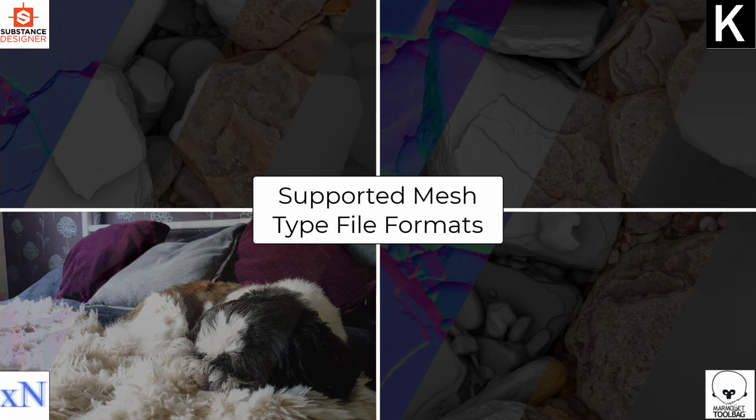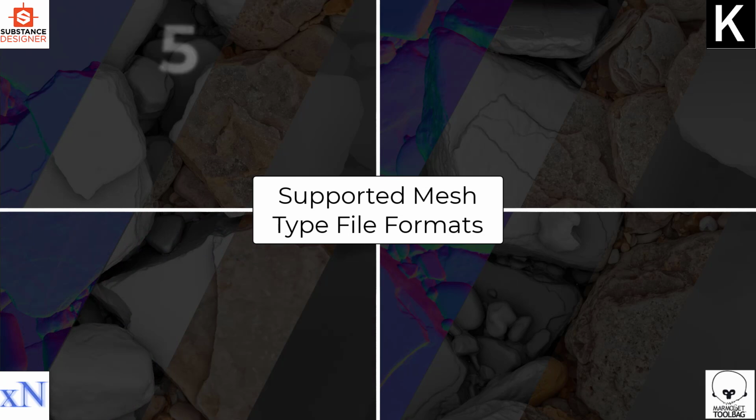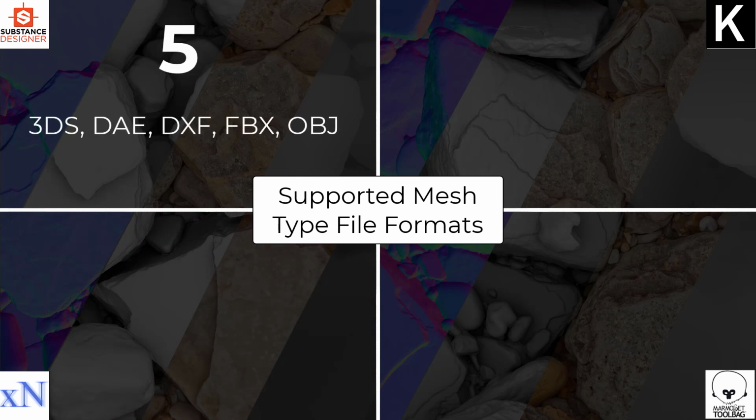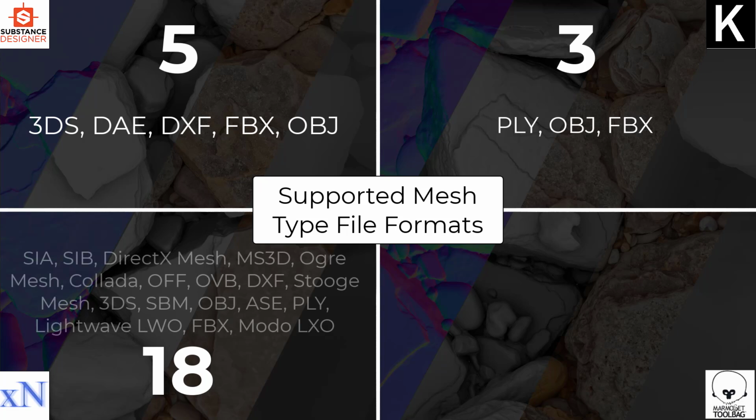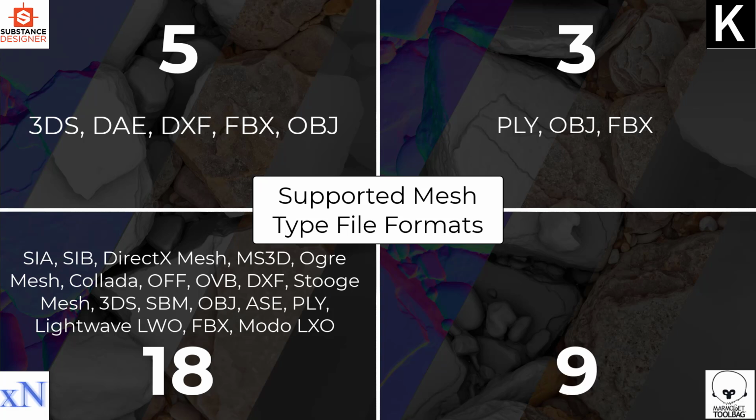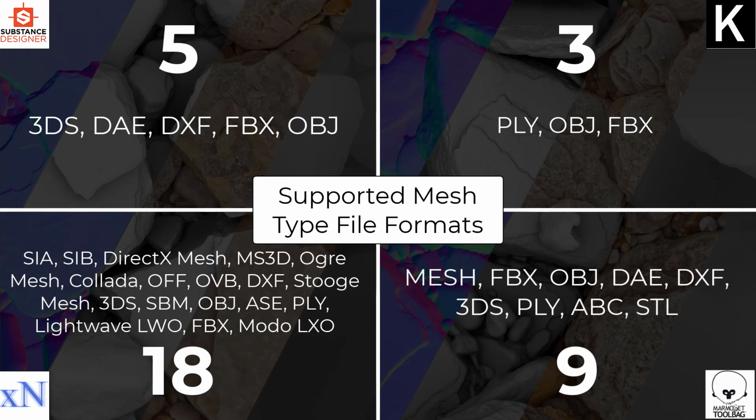Substance Designer Baker seems to support only 5 file formats, which isn't much. Knald supports just 3, which is even worse. XNormal is super versatile and supports 18 of them, which is crazy and turns it into the most versatile option. Marmoset Toolbag 3 supports 9, which is also great. I would say that XNormal totally rules in here.